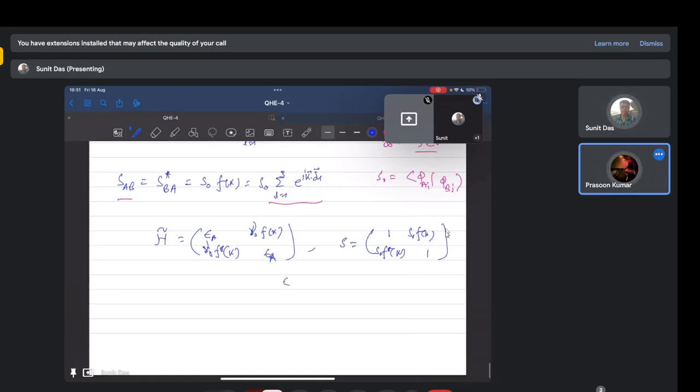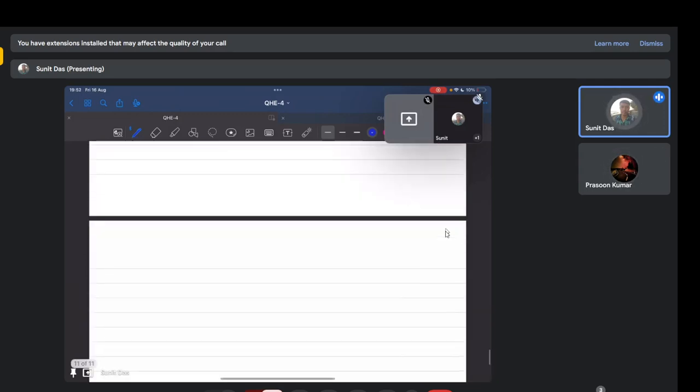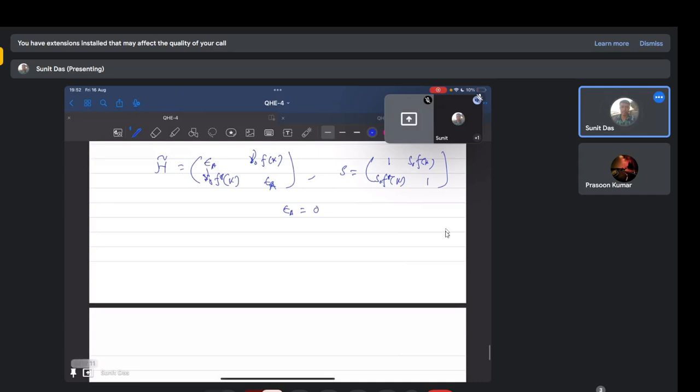And for simplicity, let's just assume that epsilon A is simply 0, because this will create a constant shift in the energy spectrum. It is independent of k and so on, so there is nothing much to worry about. So this is the first assumption. The S matrix element is 1.